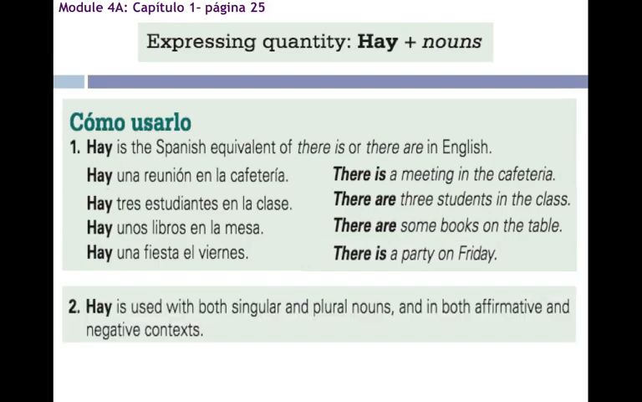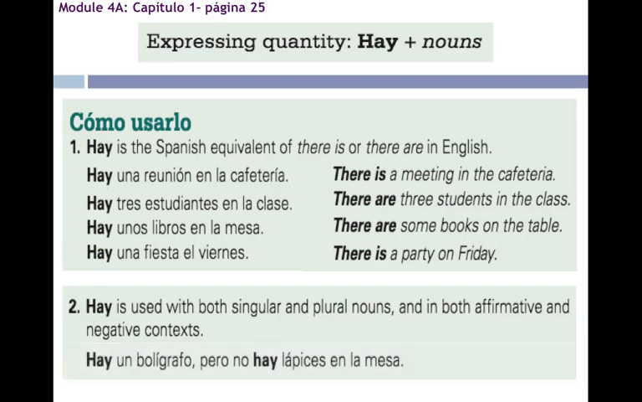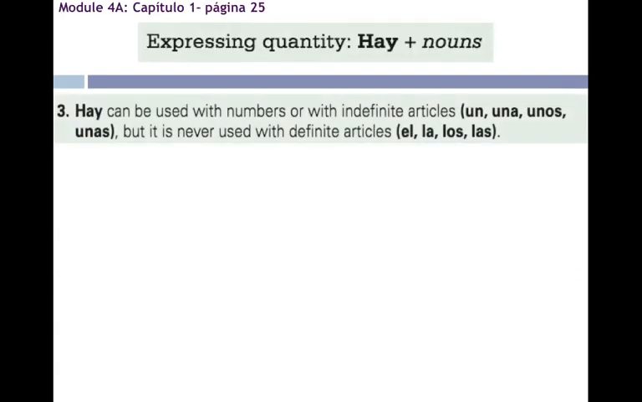A little more information about hay. Hay is used with both singular and plural nouns, and in both affirmative and negative. Por ejemplo, hay un bolígrafo, pero no hay lápices en la mesa. There is a pen, but there aren't any pencils on the table. So notice that no goes right before hay in making a negative. So you're continuing here. You're expressing quantity.